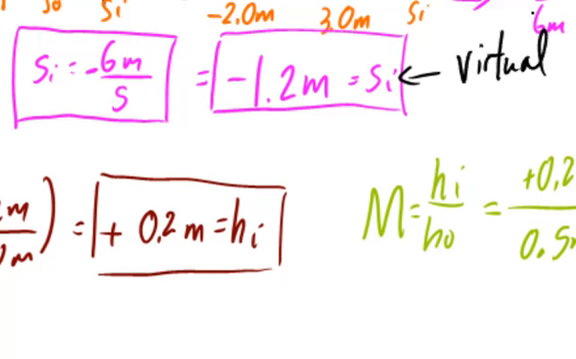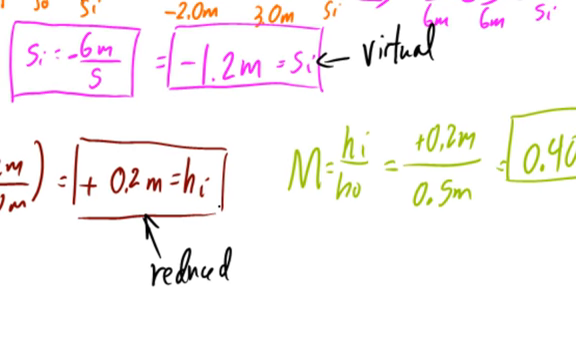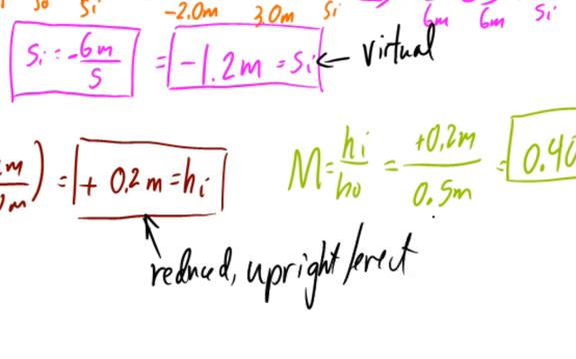Since HI is less in magnitude than HO, then I see that this is a reduced image. And since HI is a positive number, that also means it is an upright or an erect image. So looking at the signs and magnitudes, we can tell what is the nature, size, and orientation of the image. Let's go to the next example.